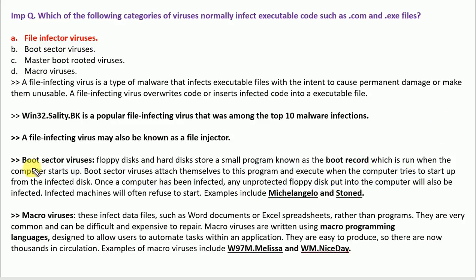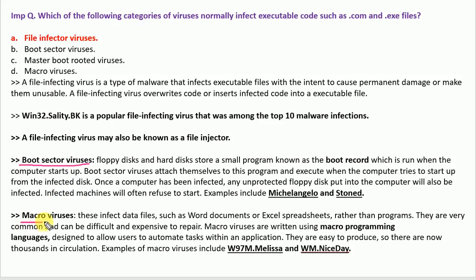Okay, so what happens in boot sector viruses is, there are some boot record programs available on the floppy disk and some hard disks. When the computer starts, all these boot record programs run automatically. These viruses attach themselves to such programs and execute. It will infect the computer; it will not allow the computer to start, or it will affect the normal functioning of the computer. Okay, so this type of virus is known as a boot sector virus. If you go through this definition, it's a basic, clear and crystal statement. So it's a basic definition of boot sector viruses.